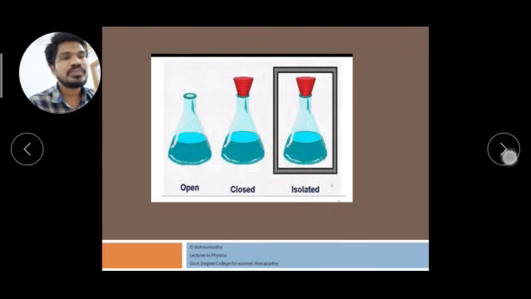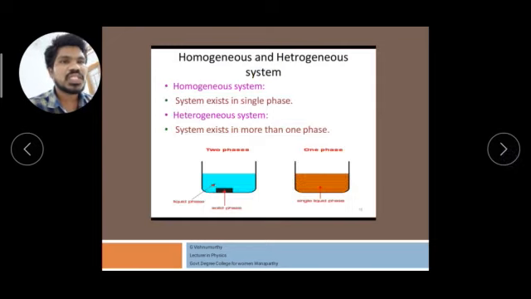So these are the differences, and then the homogeneous and heterogeneous systems. The homogeneous system exists in a single phase, and the heterogeneous system exists in more than one phase. Here you see this two phase system. It is called heterogeneous, and this is only a one phase system.